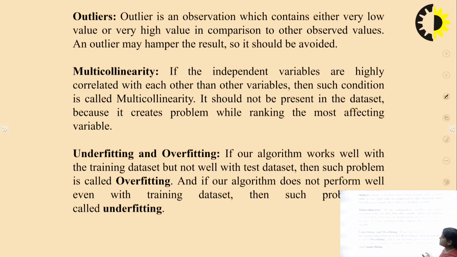What are outliers? An outlier is just like an observation which contains either a very low value or a very high value in comparison to the other observed values or other observed results in our data samples. So, an outlier may hamper the results, and it should be avoided, ignored, or nullified.